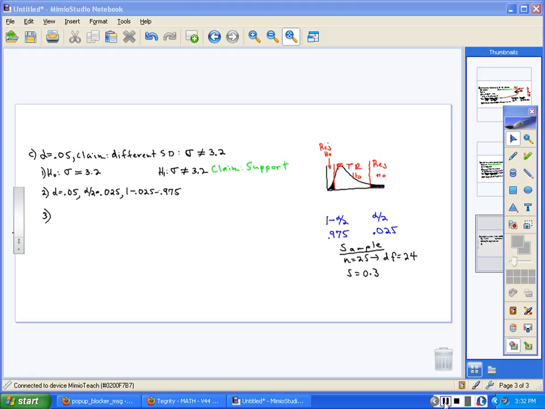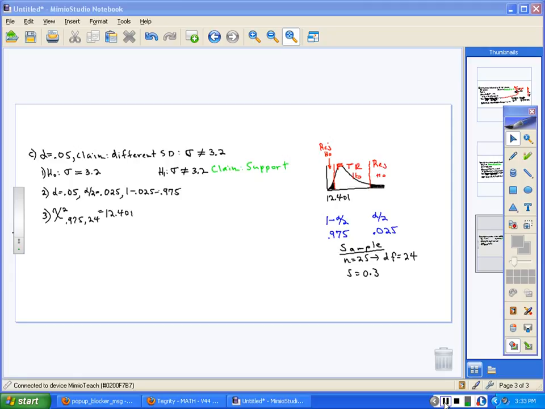Okay, so let's do the left side first. The left side is 0.975, comma 24. So you're going to go to the chi-squared table, 0.975, 24, and it says 12.401. So that is your left critical value.